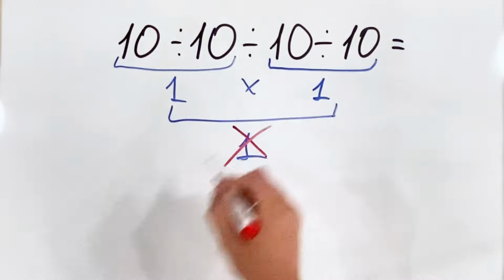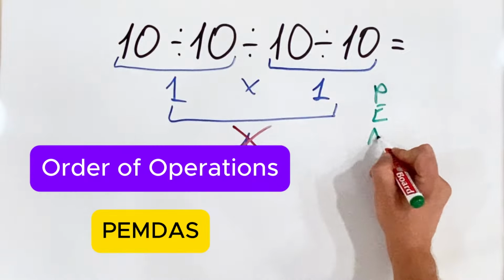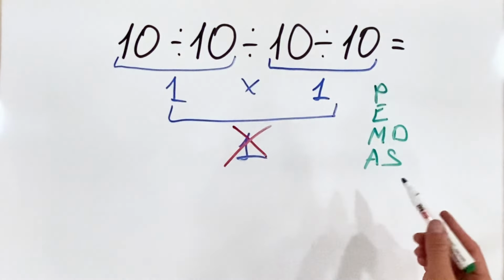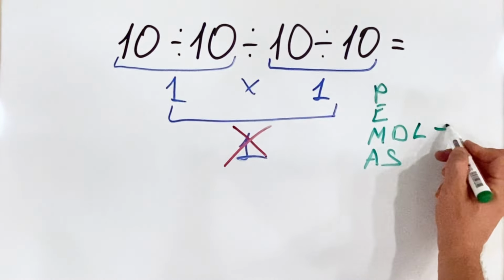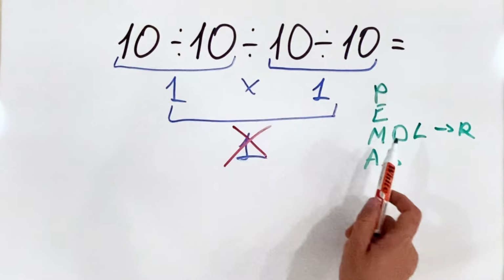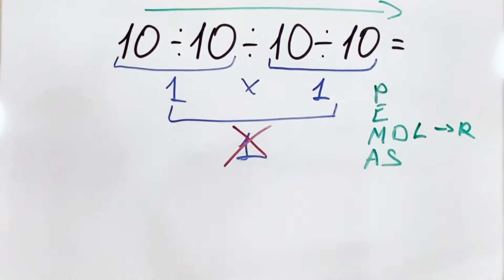But this, of course, is incorrect, because according to the order of operations, which is PEMDAS, P stands for parentheses, E for exponents, multiplication, division, which needs to be done from left to right, and addition and subtraction. In this case, we have only division, therefore we need to do it from left to right.